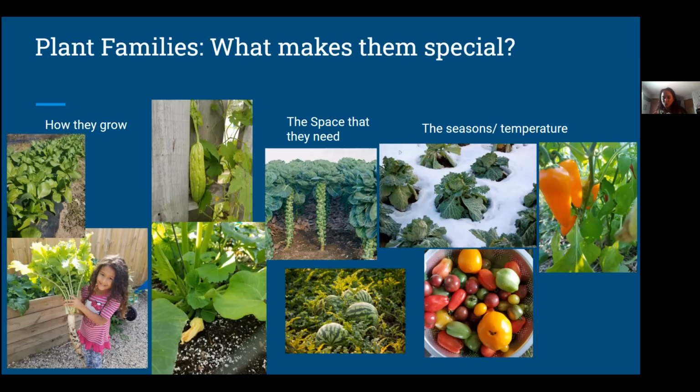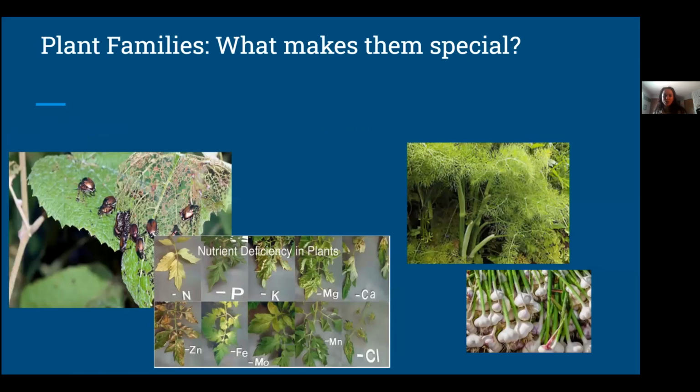the warmth, and they do a lot better in warmer climates, warmer weather. And then some of the pests that plant families deal with are going to be different, as most crops deal with different pests. And then the nutrient needs vary with each plant family. And then also, of course, the taste and smells.